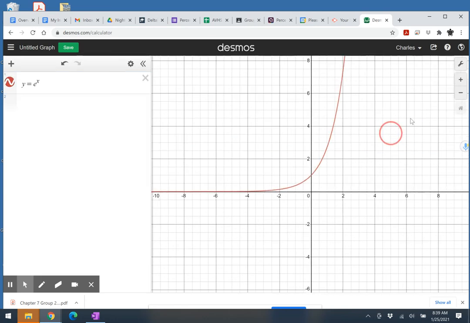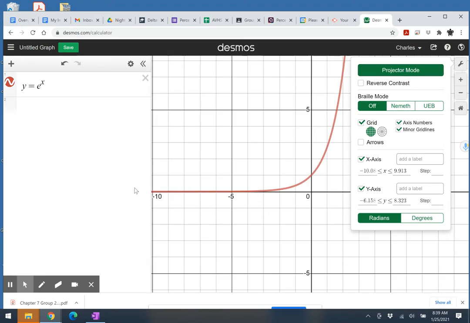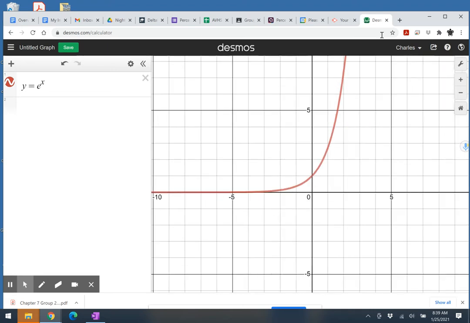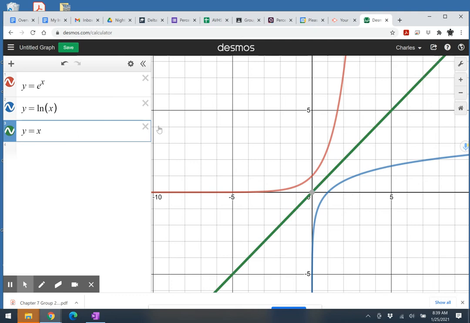And notice that it's defined in the top two quadrants. So x can go between negative infinity and infinity. Y only goes from 0 to infinity. So when I look at the inverse function, y is equal to ln of x, remember that they're reflections over the line y equals x, and you can see that.